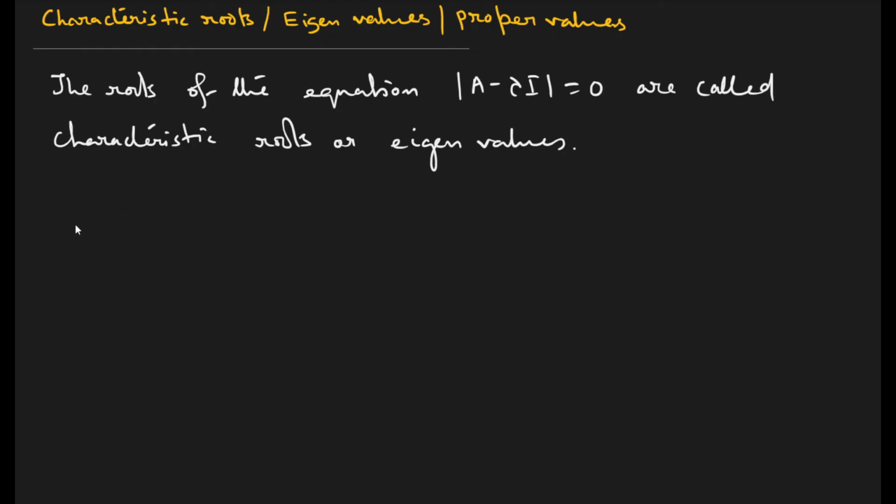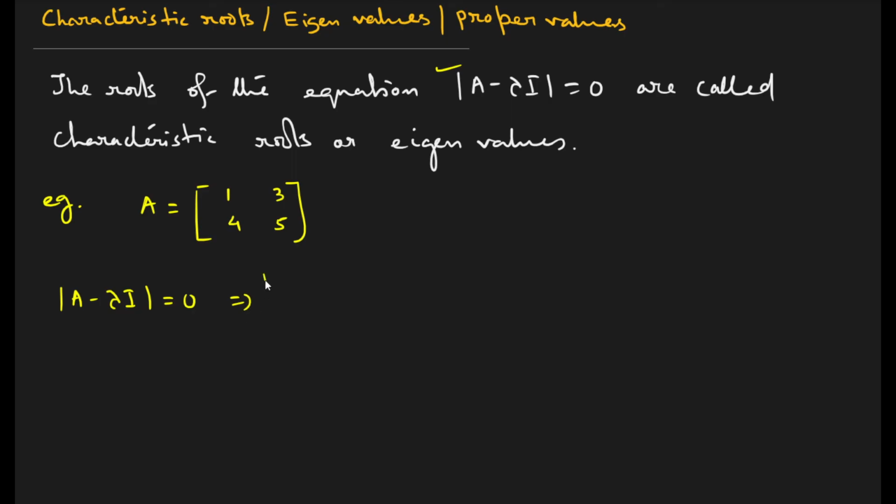characteristic roots. For example, suppose capital A equals 1, 3, 4 and 5. So this is a 2 by 2 matrix. Now how to find the characteristic root? For finding characteristic roots or eigenvalues, we have to solve the characteristic equation. So what is the characteristic equation? Determinant of A minus lambda I equals 0.